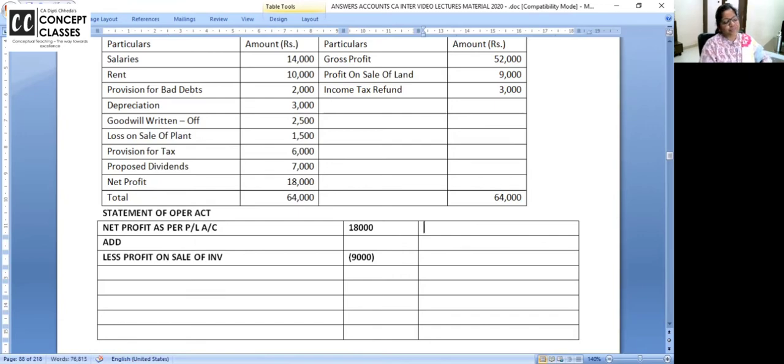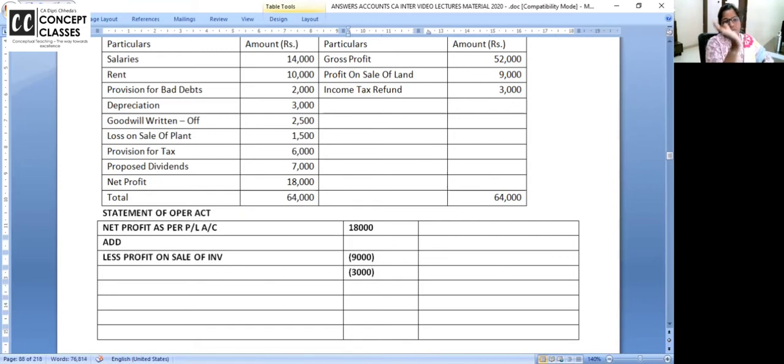Clear to all of you? And 9,000. Now, income tax refund is also a part of 18,000. But income tax refund is not core related activity, na. So for now take it out, we'll take it in last. I'll show you the presentation.